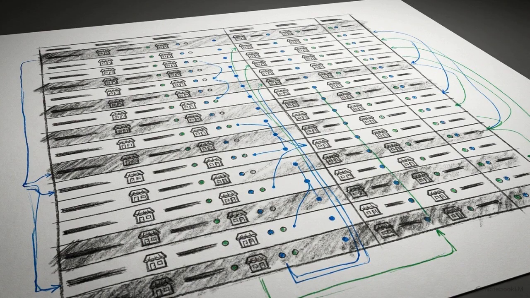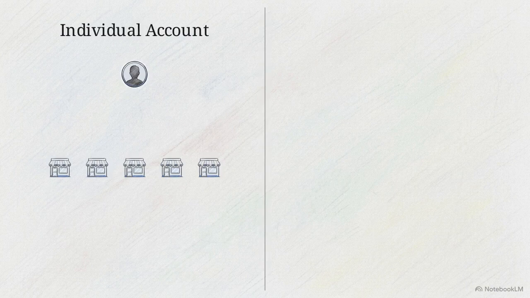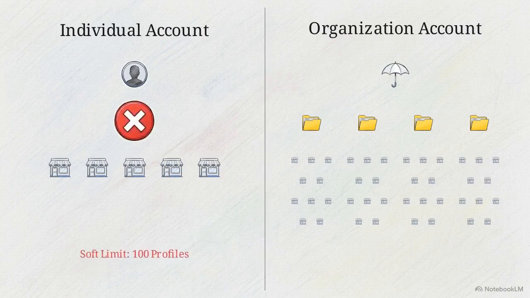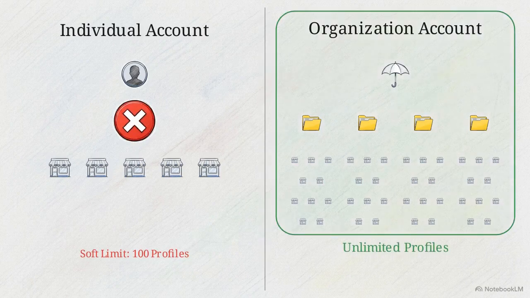This interface allows you to see every listing currently tied to your primary Google account in a single list. A standard individual account is meant for small businesses, while an organization account provides a multi-tiered umbrella to manage unlimited endpoints. Individual accounts hit a soft limit of 100 profiles. For agency growth, you need the capacity of an organization account.